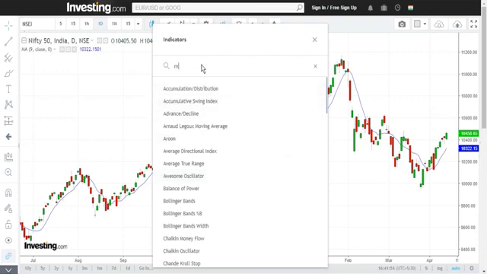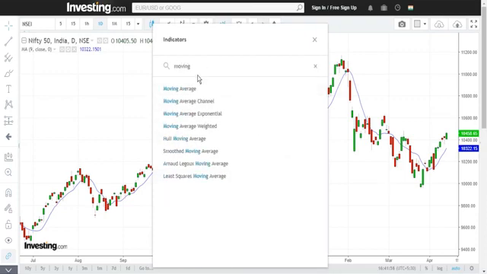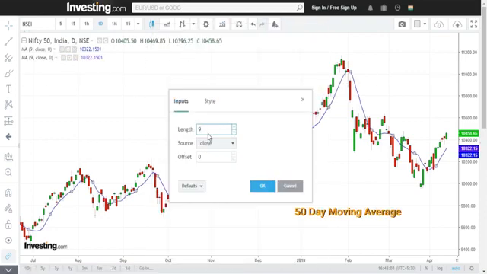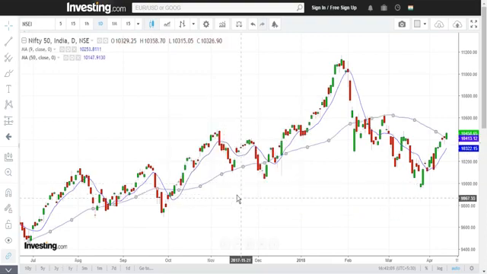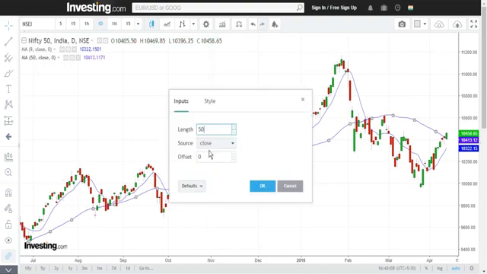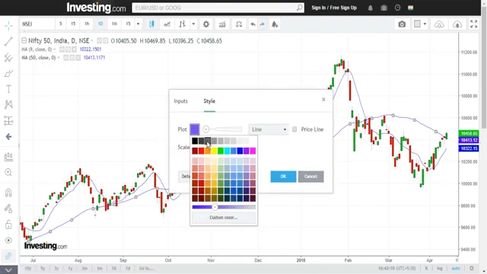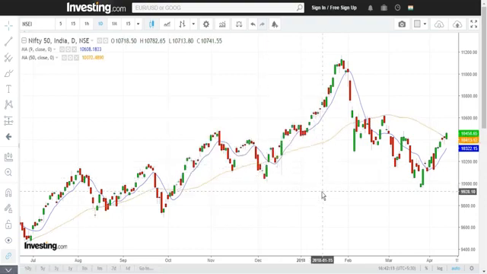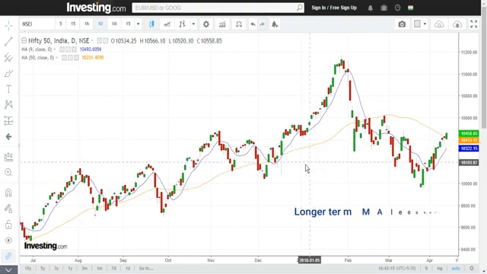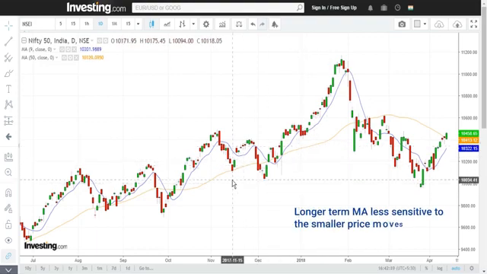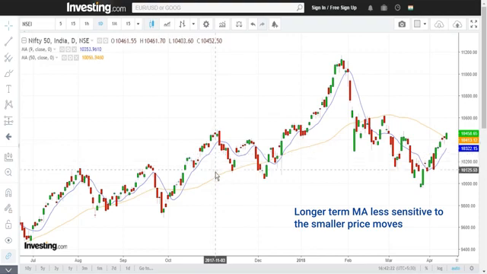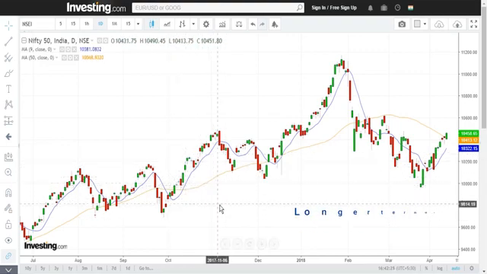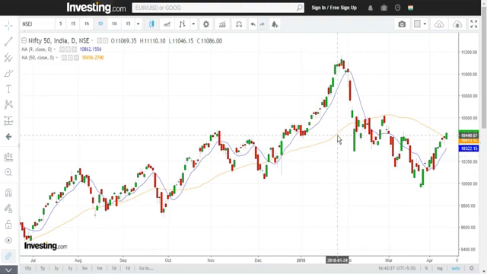Now, here let us put another moving average. Let me make it a 50-day moving average. 50 days is almost 2 months time period and it is a medium term. Let me change the color of the moving average also here. Now, as you can see, the longer term moving average is much less sensitive to the smaller price moves. They normally have a steady up move.